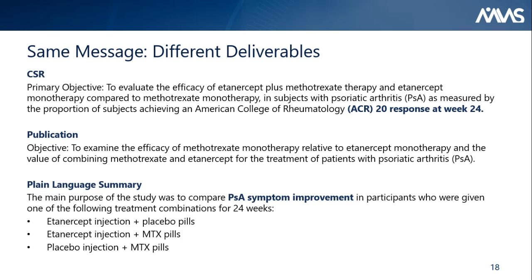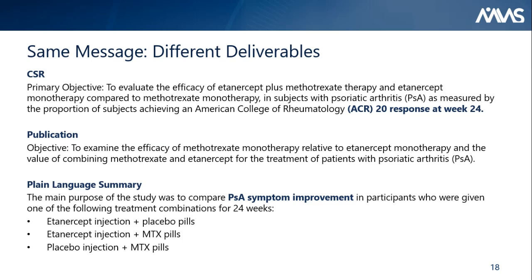So because a plain language summary is a distillation of a more technical result summary, like a CSR, it stands to reason that the messaging in the two documents is somewhat aligned. But because the audiences of the two deliverables and the mission of the two documents is so different, the styles and skills needed to write the two documents really begin to diverge. So I'd like to give you a quick illustration of how the same information is presented across different deliverables. So the CSR lists the primary endpoint as ACR 20 response at week 24. The plain language summary describes the same endpoint as PSA symptom improvement, which is what the ACR 20 is measuring.